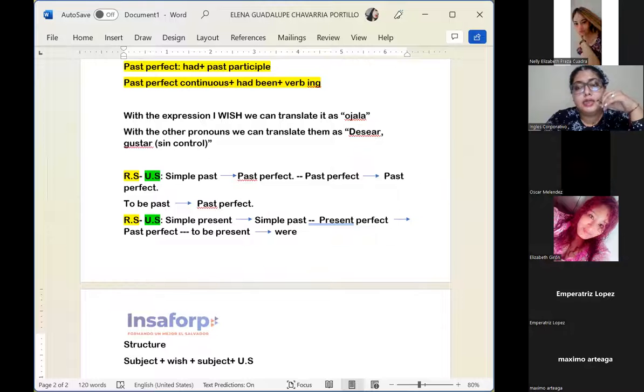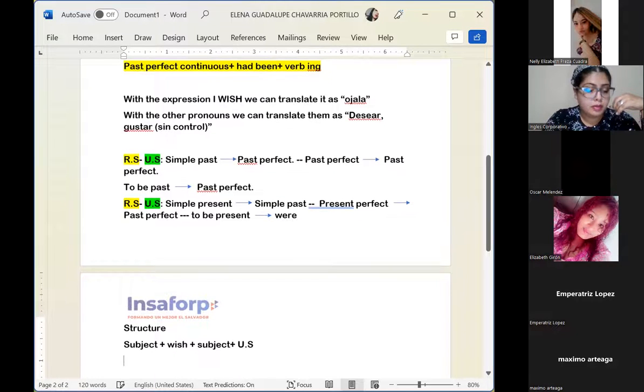And in this case, it's related with the tense that we have. So we are going to write the specific tense that we're going to use for the unreal situation. And we are going to see the first sentence. We are going to construct, we are going to write the first example.